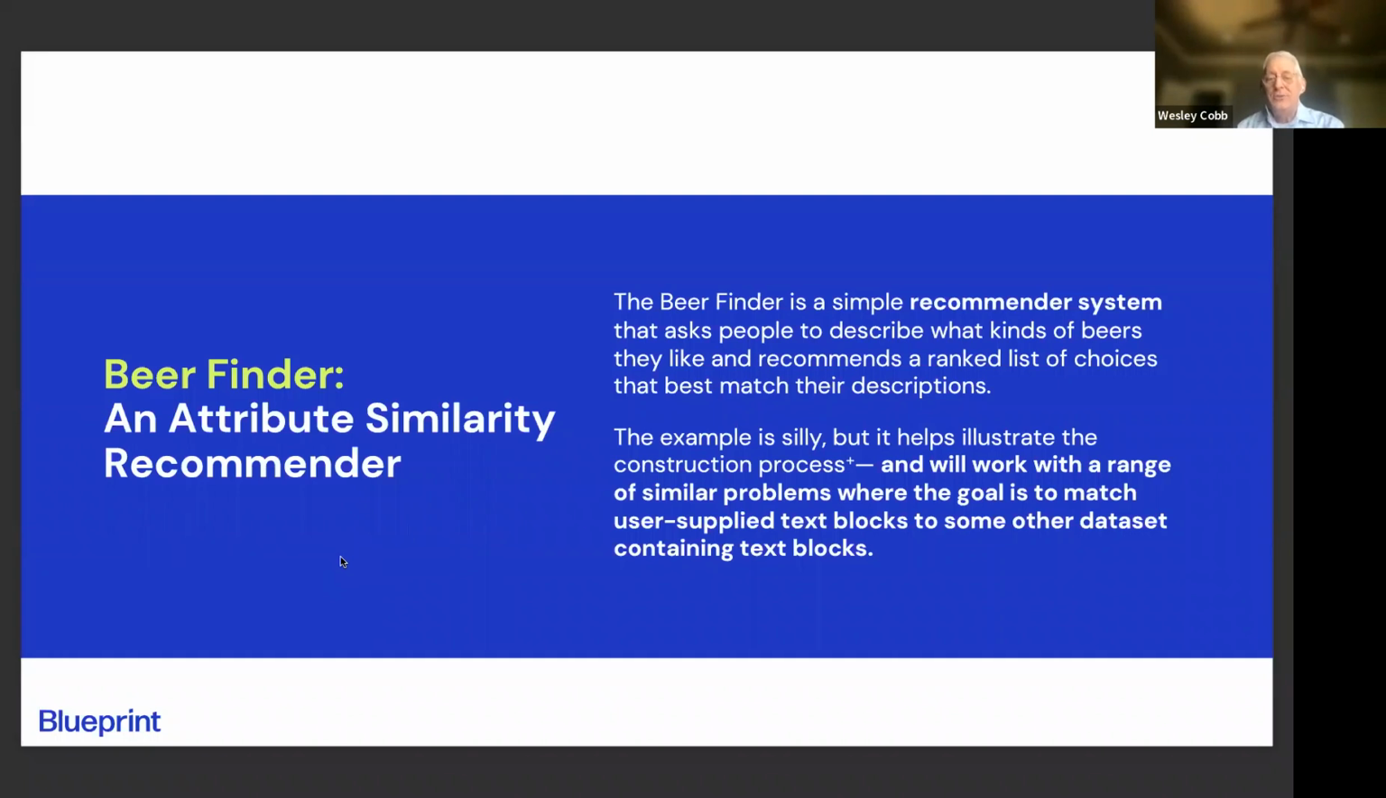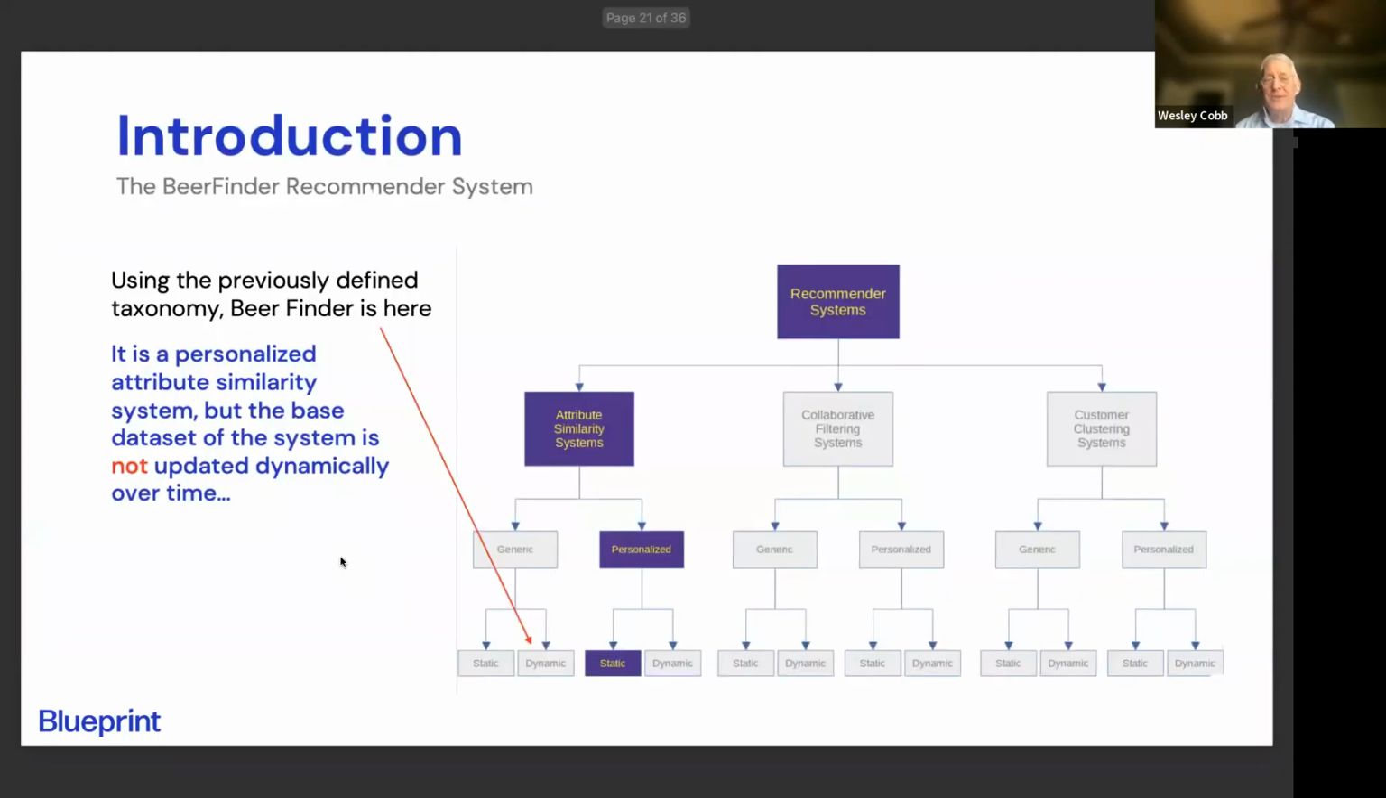In many, many cases, users are asked questions about what they want or what they're looking for. And what this provides is a way of looking at what the user has asked for and then refining that and searching through information you have and finding a good match. So that's something we do a lot. In terms of that hierarchy, that taxonomy we showed a minute ago, what we're looking at is really a system like this. It's a recommender system. It's attribute similarity based. It's personalized because we're going to use personal information, and it actually is a static system. It's not going to change with time.